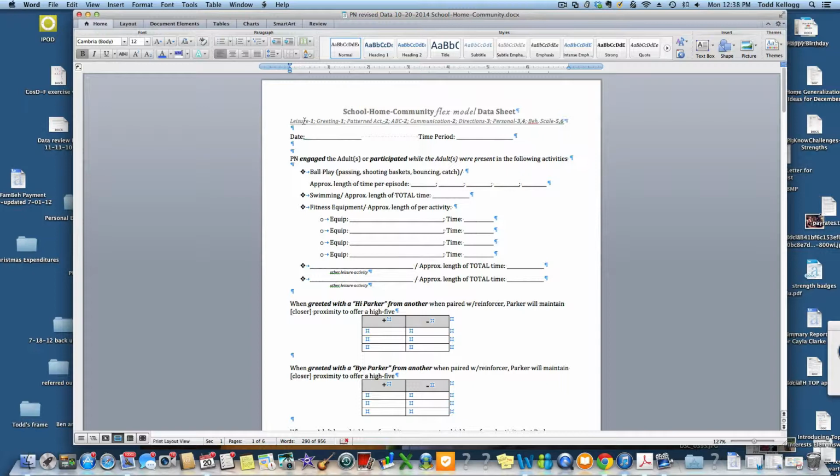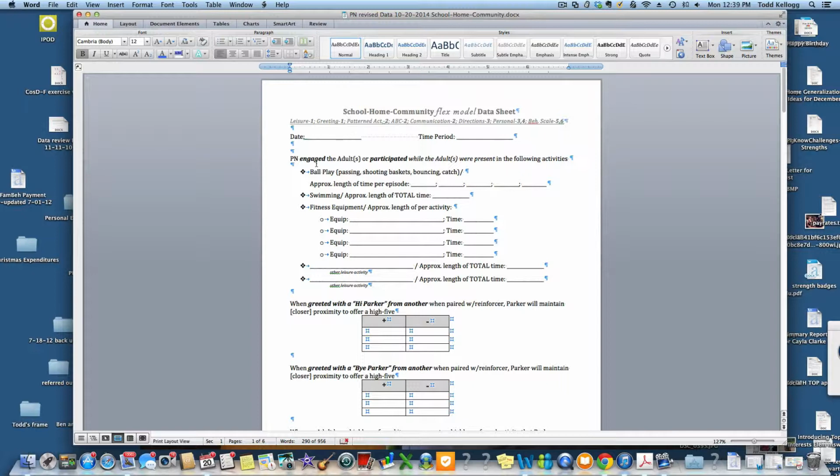So leisure is on page one. Keep going. Pattern activity, page two. ABC data collection, page two. Directions, page three, all the way down to behavior scale, page five and six. So that's just a quick glance up top that will guide you through the document.